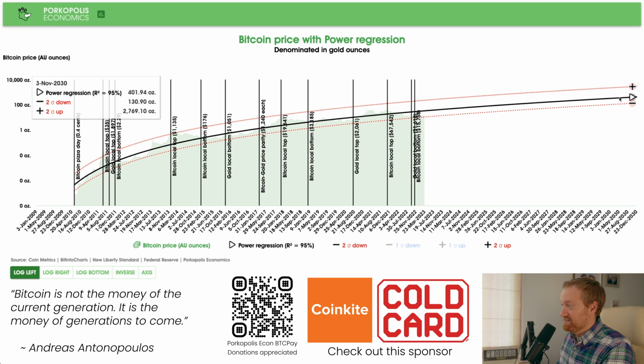Now look at the extremes. This is where it is good for traders, if you want to look at it that way. If it makes a 2 sigma down move, it's still well above today, 136 ounces per Bitcoin, and 2 sigma up, 2,888 ounces of gold per 1 Bitcoin.